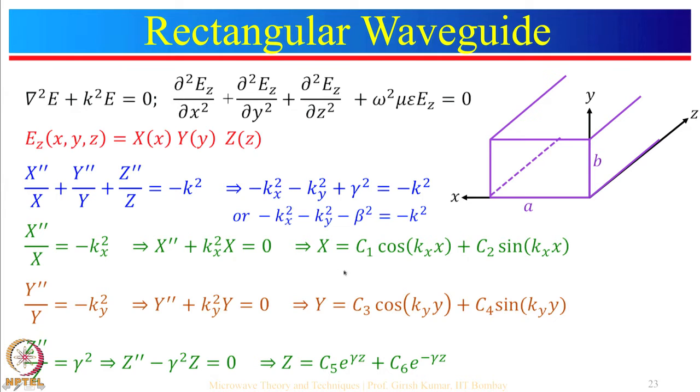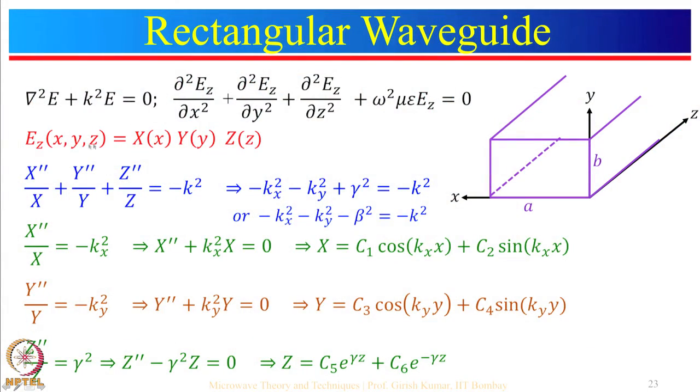So, X comes out to be C1 cos kx into x plus C2 sin kx into x. Similarly, Y comes out to be C3 cos ky into y plus C4 sin ky into y, and Z comes out to be C5 e raised to gamma z plus C6 e raised to minus gamma z. Now, by putting these in this equation we will get the longitudinal field Ez.